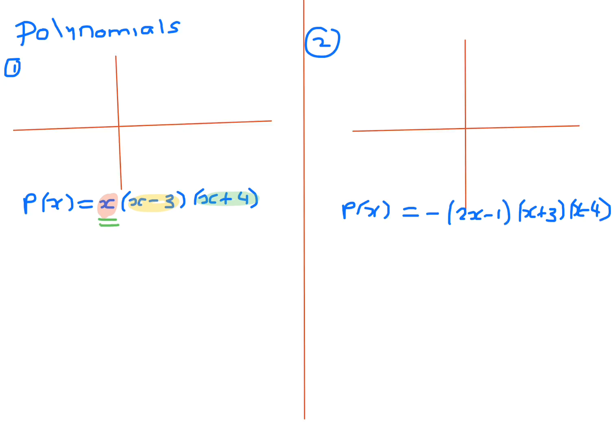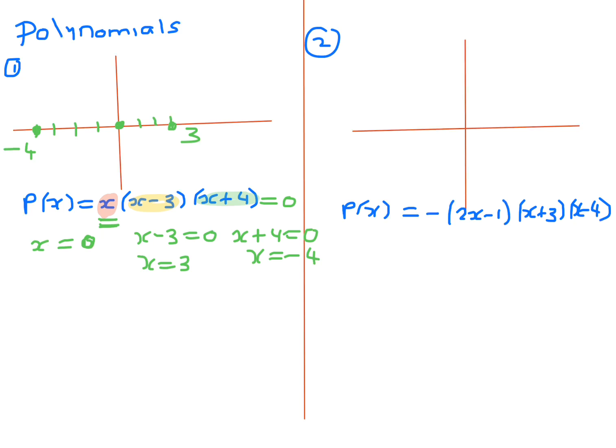So that means that when p of x equals 0, you'll get where it cuts the x-axis. So that'll be at x equals 0, that's the first one. X minus 3 equals 0, that means x equals 3. And x plus 4 equals 0, so that means x equals minus 4. So that means it goes through 0, 3, and minus 4. Now basically these are just single roots, so it just cuts the axis there.